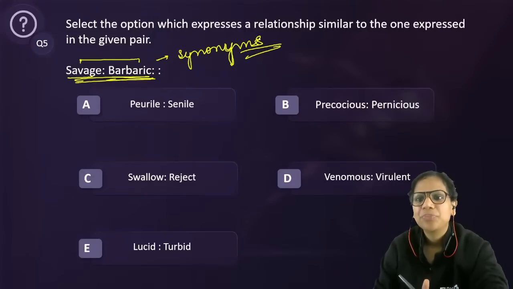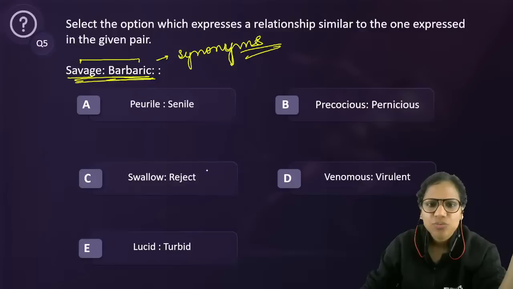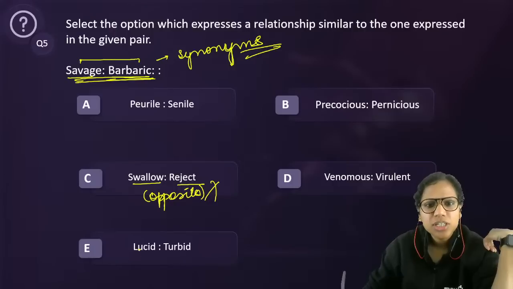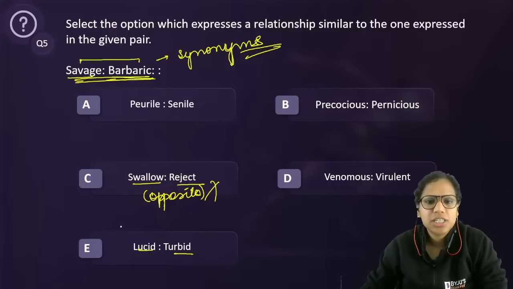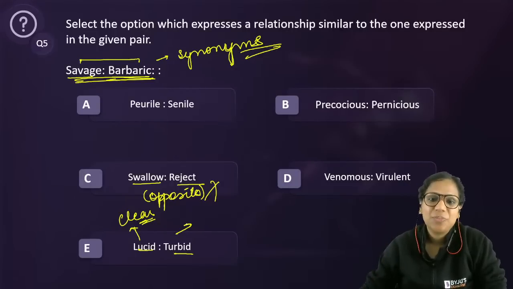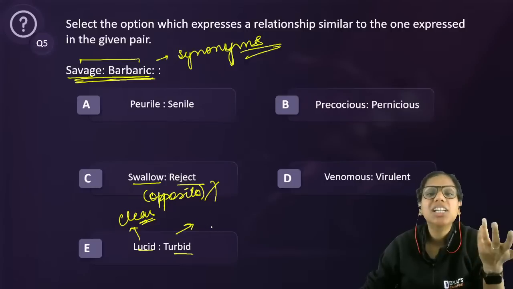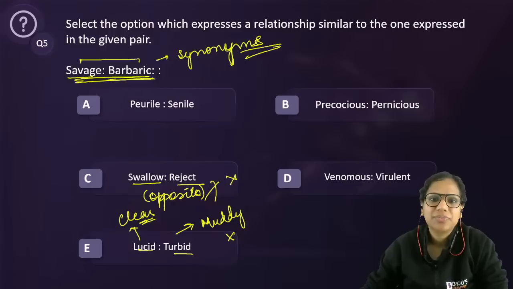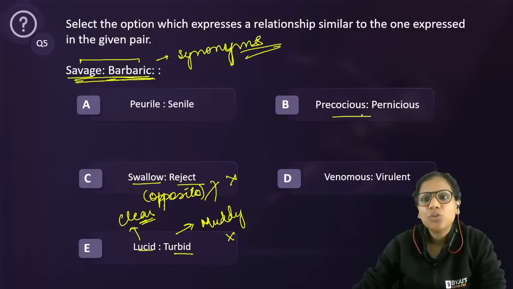Now let's see which are the ones that are easy. So swallow is to reject. They are opposites, right? Then lucid is to turbid. I found this also an easy pair. Lucidly expressed is clearly expressed. Lucid is clear. Turbid: remember, we used to check turbidity of liquids in science in school. So turbid, how unclear it is, how muddy it is. Again, opposites.